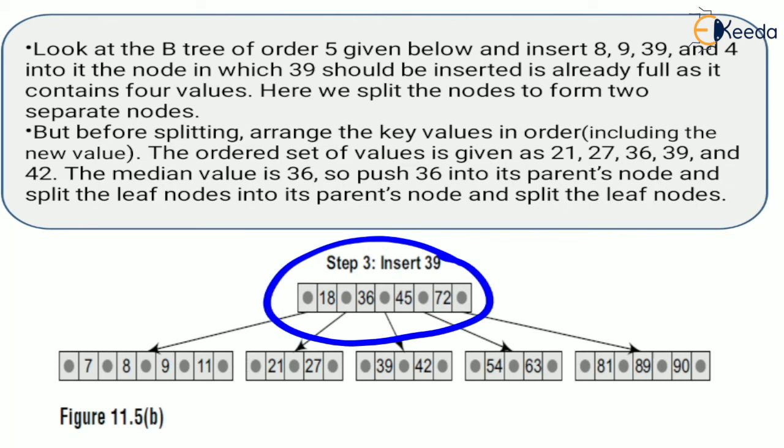Now the fourth element that we want to insert into the B tree is 4. To insert 4, the ideal node is 7, 8, 9 and 11. Again this node is full and its parent node is also full. So we split this node into two nodes, as well as the parent node into two nodes, so that we can successfully add the new element 4 inside the B tree. So how are we doing this?